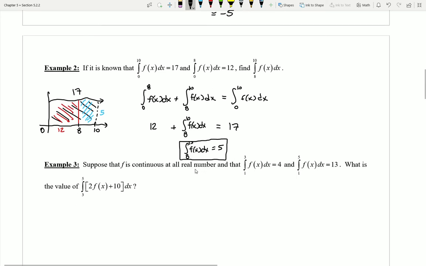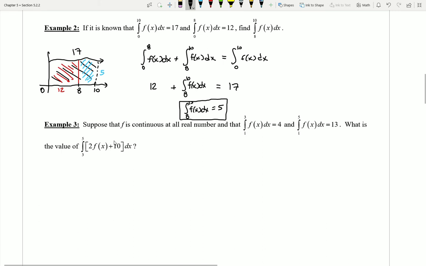With that in mind, I'd ask you to go ahead and take a look at example number 3. Pause the video, and see if you can take what we've learned with the properties and what we've demonstrated in examples 1 and 2 to answer this question on your own. When you unpause the video, you can watch me work through the solution.